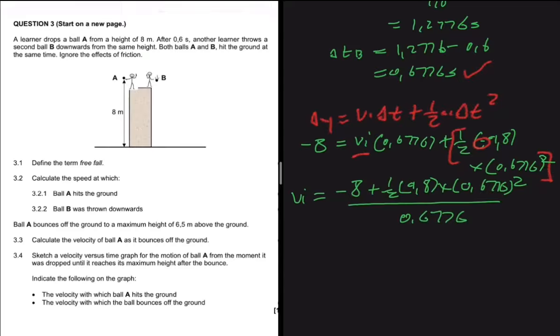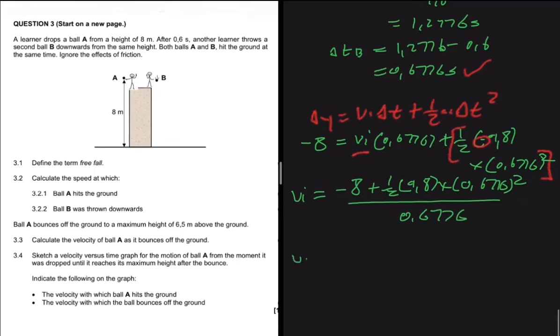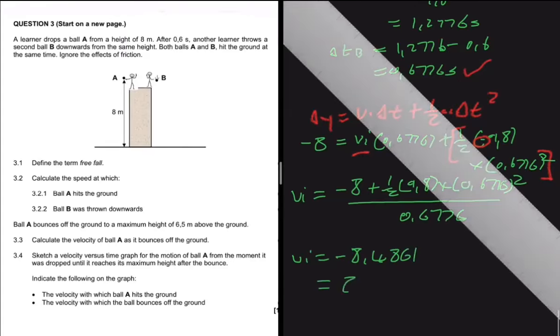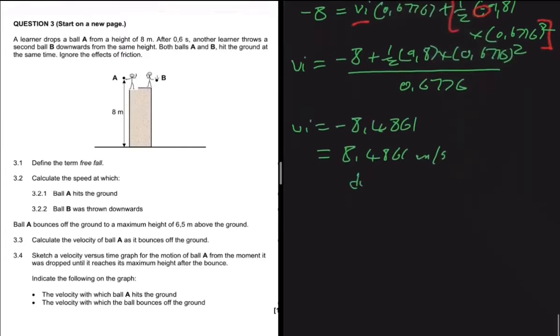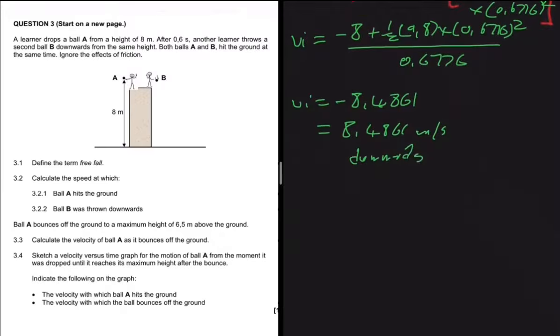So I have minus 8 plus a half multiplied by 9.8 multiplied by 0.6776 squared, and then everything divided by 0.6776, and then I'm getting an initial velocity of minus 8.4861, which is just 8.4861 meters per second downwards, right? Downwards.